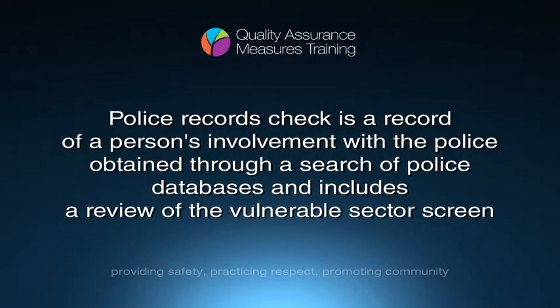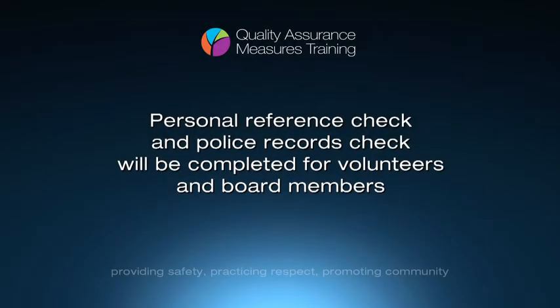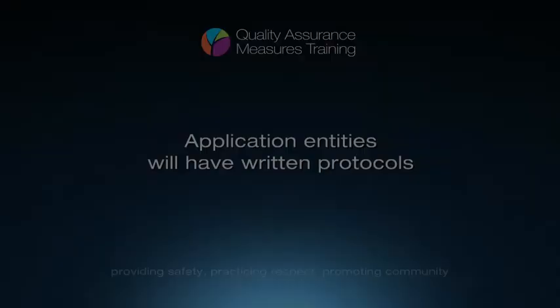A police records check is a record of a person's involvement with the police obtained through a search of police databases and includes a review of the vulnerable sector screen. A personal reference check and police records check will be completed for volunteers and board members if they have direct contact with the persons with developmental disabilities.